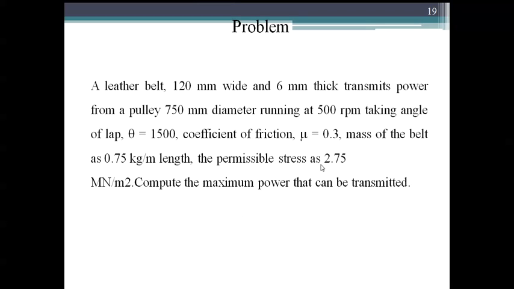So next problem is a leather belt 120 wide and 6 thick transmits power from a pulley 750 diameter running at 500 rpm, taking angle of lap theta is 150 degree, coefficient of friction mu is equal to 0.3, mass of belt as 0.75 kg per meter length, the permissible stress as 2.75 meganewton per meter square. Compute the maximum power that can be transmitted.